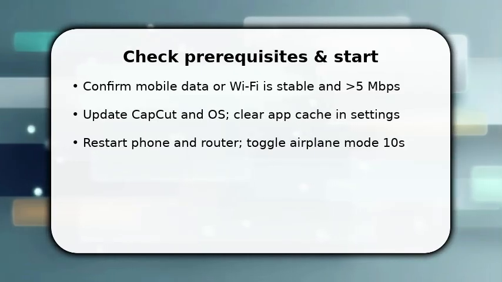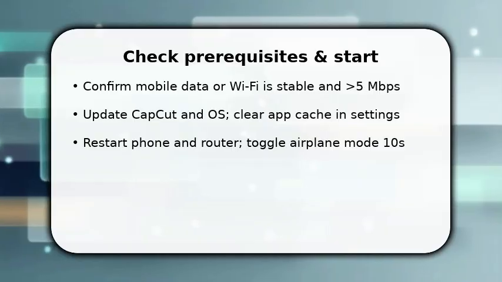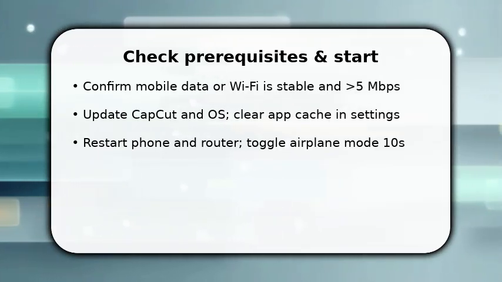You start by confirming the essentials: an active Wi-Fi or mobile connection and the latest CapCut build. Open your phone settings, clear CapCut cache, and stop the app to remove stale sessions. Once done, reboot the device and power cycle the router. This resets NAT and DNS states.